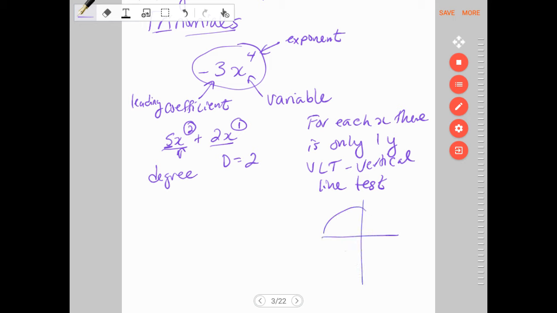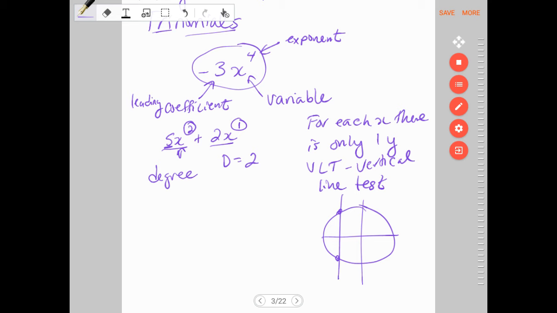So for example, if I drew in a circle, a vertical line would go through that twice. So therefore, a circle is not a function, it is a relation. All polynomials are functions because the graphs only have vertical lines that pass through them once, no matter where you put that vertical line.